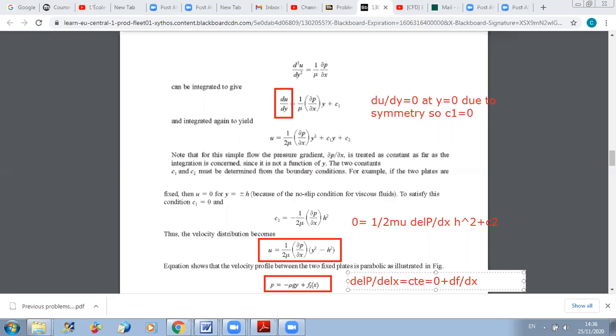Okay? So you can say that to find your function f, you need del p by del x. Now, how to get del p by del x? They should give you additional information. They should give you the pressure drop over a certain length. So for example, if they tell you I will take 2 sections and the distance between these 2 sections is L.